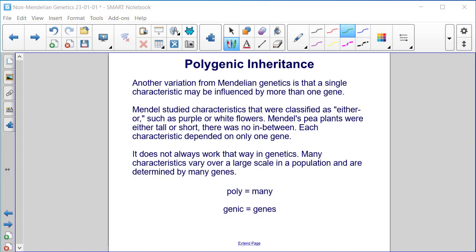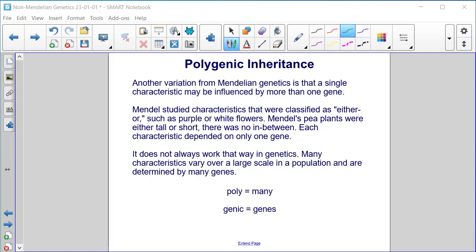Polygenic inheritance. Another variation from Mendelian genetics is that a single characteristic may be influenced by more than one gene. Mendel studied characteristics that were classified as either/or, such as purple or white flowers. Mendel's pea plants were either tall or short. There was no in between. Each characteristic depended on only one gene. It does not always work that way in genetics.